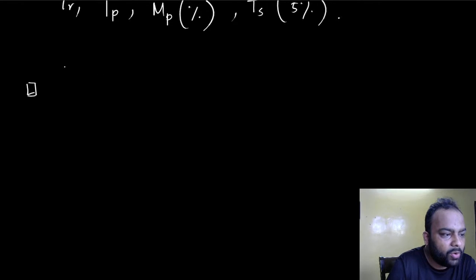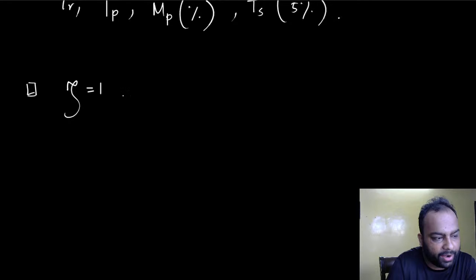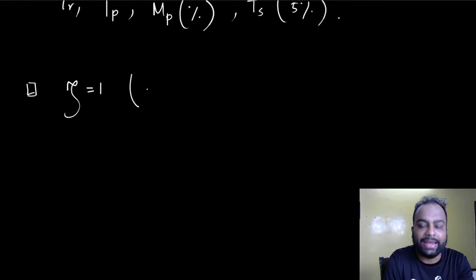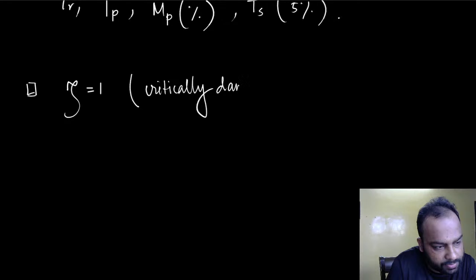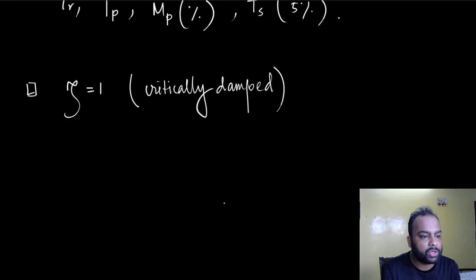Okay, so now we are considering the situation where zeta is equal to 1. So this is known as a critically damped situation. So a critically damped case. All right, so these are the names.